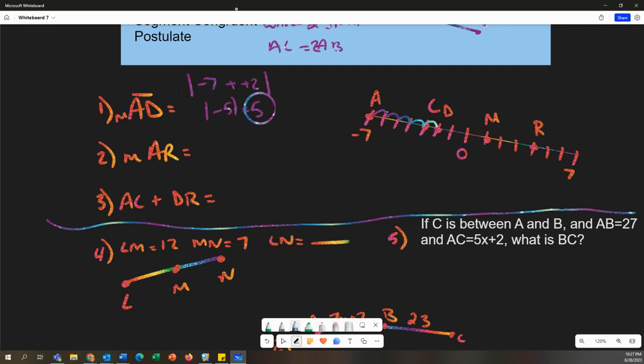AR, we can do the same thing. 1, 2, 3, 4, 5, 6, 7, 8, 9, 10, 11. Or you could have done the absolute value of -7 minus 4, which would be absolute value of -11, which is 11. AC plus DR. Well, AC is 1, 2, 3, 4, plus DR is 1, 2, 3, 4, 5, 6. 4 plus 6 is 10. So that's from a number line.